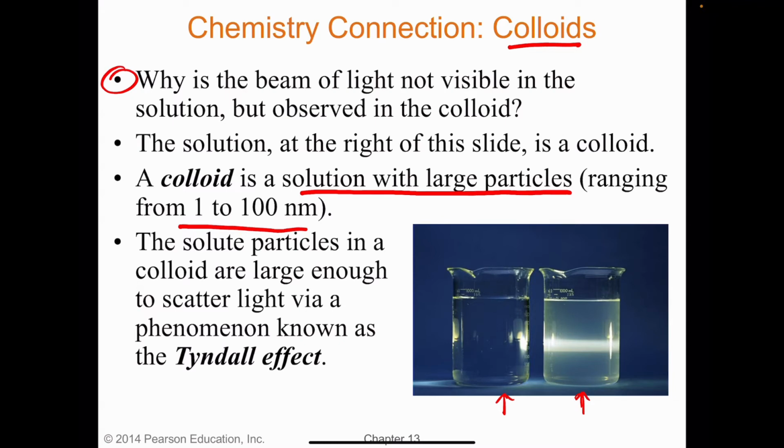Now, pretty big meaning 1 to 100 nanometers. Nano is 10 to the negative ninth, so 10 to the negative ninth meters, that's pretty small for us. But when you're comparing it to water molecules or sugar molecules, that's actually pretty big. So what's happening is that these large solute particles are just large enough to scatter the light. This phenomenon is known as the Tyndall effect. It's essentially why you get cloudy solutions, or why you can see light beams flowing through a cloudy solution: you have relatively large particles that are scattering the light.